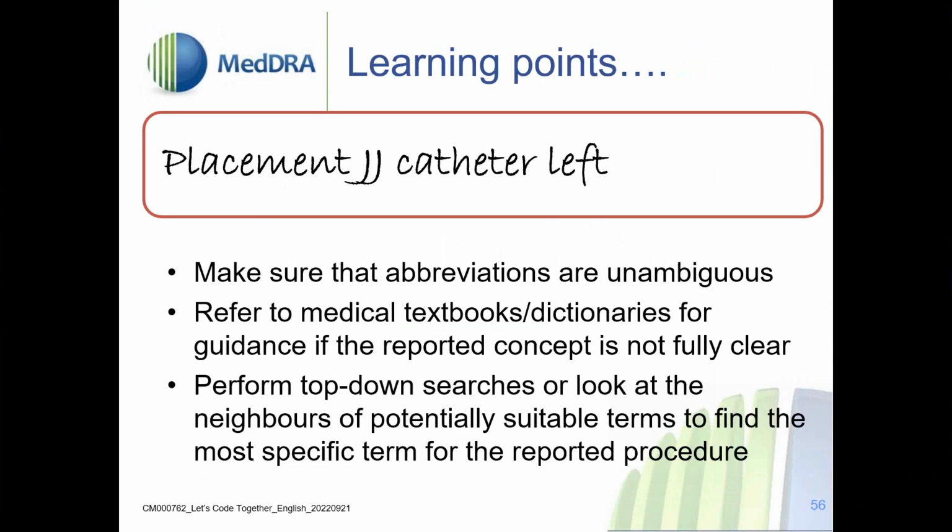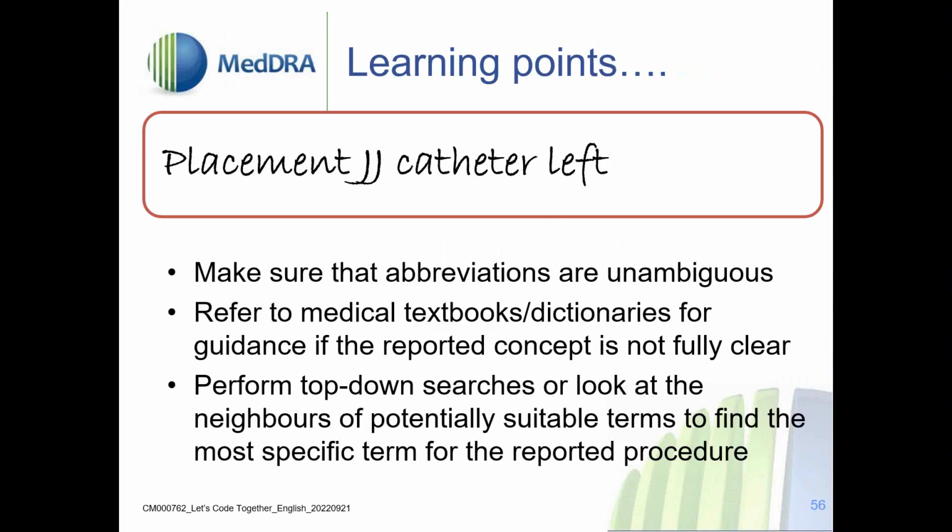So let me switch back. Here we are. What are the takeaways of what we just saw? First of all, we should always ensure that any abbreviation provided is not ambiguous. This was not the case here, but if it would be ambiguous, we would, of course, have to raise a query. If a reported concept is not clear, we should refer to medical textbooks or dictionaries or reliable references on the internet to clarify the background of what has been reported. And we did this here.